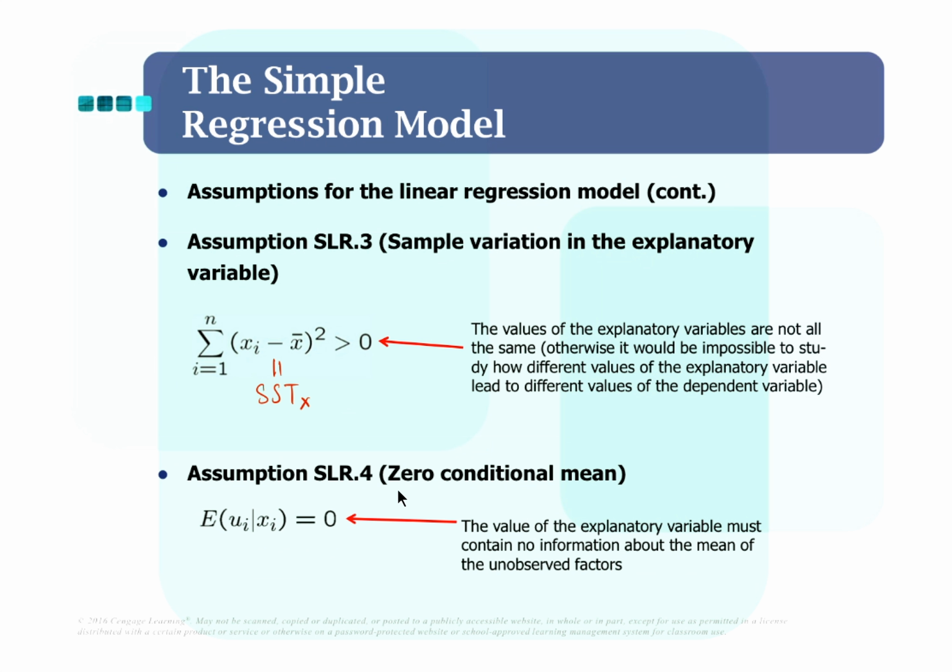And the last assumption that we have mentioned, and it is the most important one, states that the conditional expectation of ui conditional on xi equals 0. Okay? So this assumption, as we have explained, states that the value of the explanatory variable must contain no information about the mean of the unobserved factors. Basically, it requires that x and u are uncorrelated. You can understand it in this way if it's more intuitive.